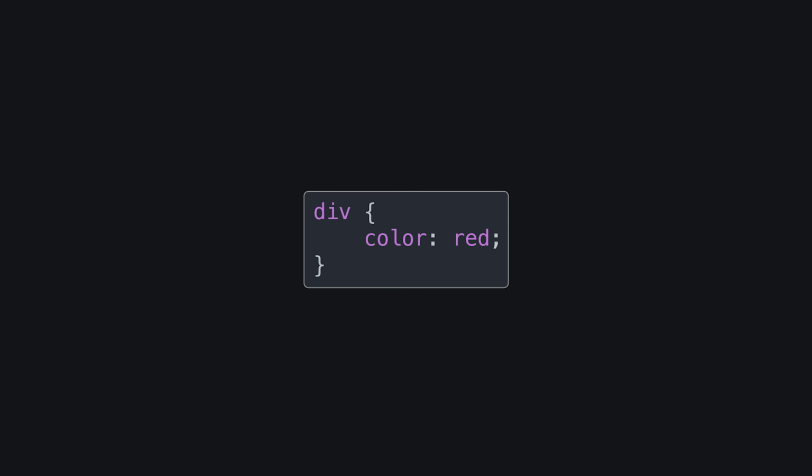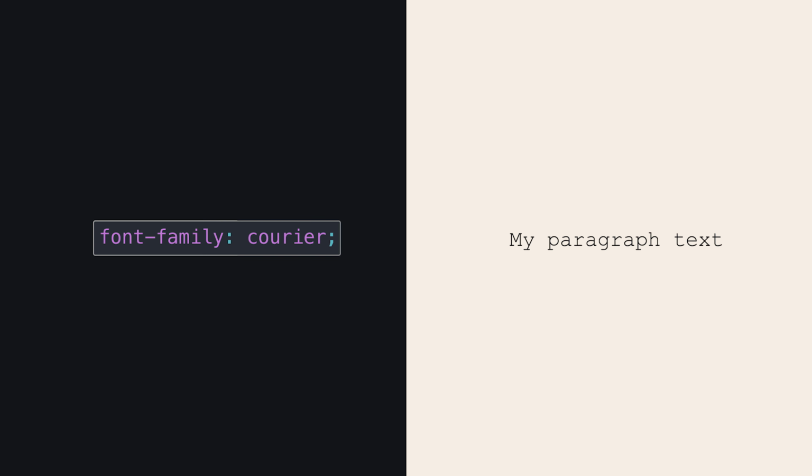Let's look at a couple properties in detail. First is color. Color will be used for text only, and it will change the color of your text. Next is font family. Font family allows you to change the font and takes values like Times, Courier, Arial, or just generic values like sans serif or serif.